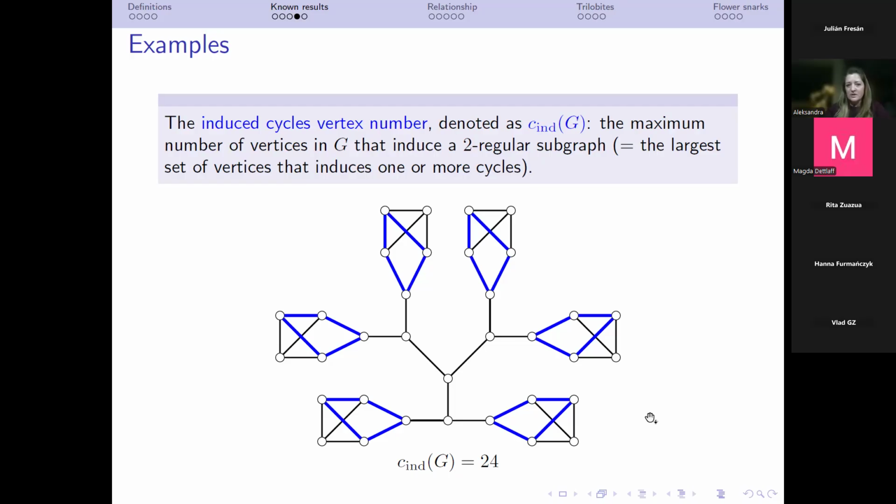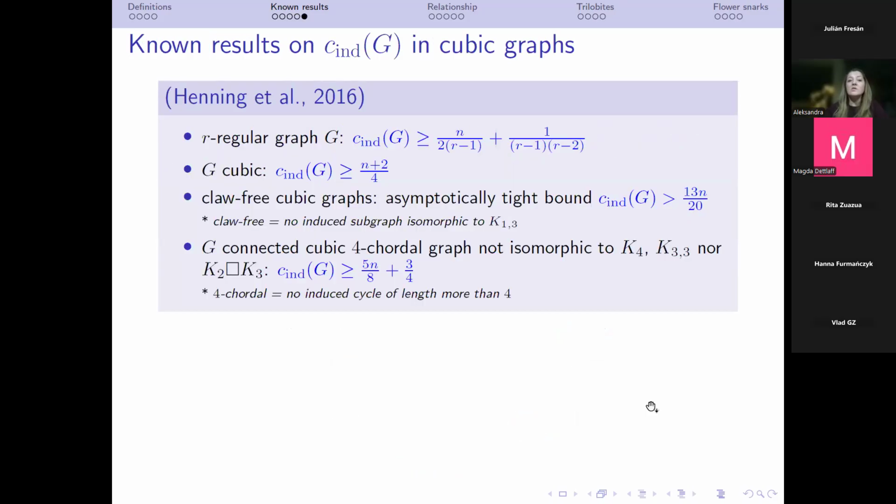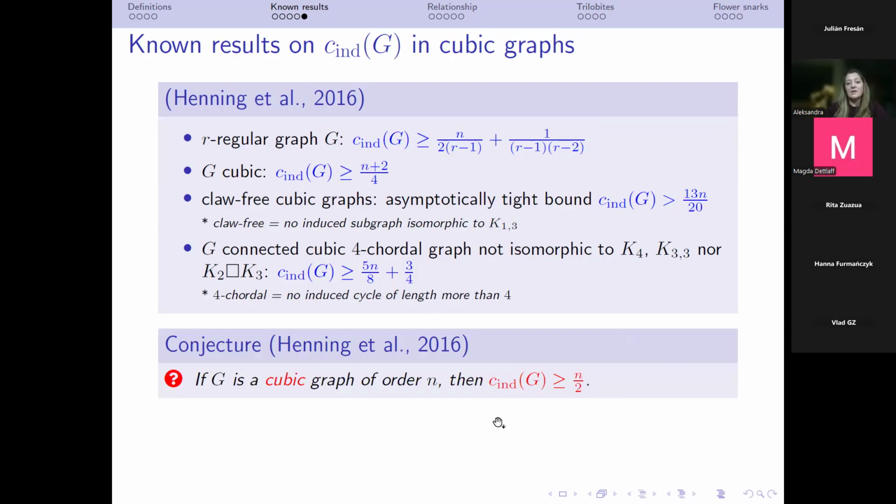Okay, now that we know what CIND means, we can take a look at what is known for this graph parameter. In the papers I showed you before, the authors found the lower bound for general regular graphs. And this lower bound in the case of cubic graphs simplifies to (n+2)/4. And they also examined some special families of cubic graphs, claw-free and 4-chordal, and they obtained some bounds. This is not really that important for our talk today, but I just mentioned these two special families of cubic graphs because they support this conjecture.